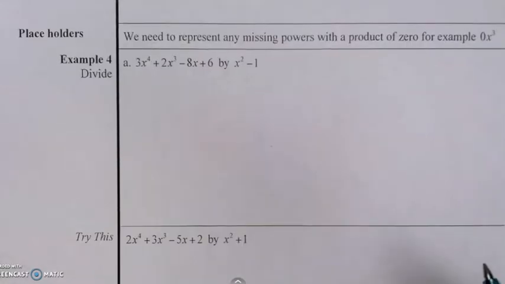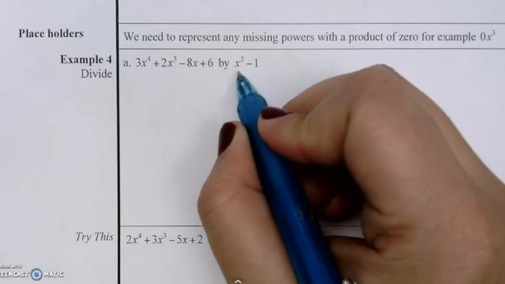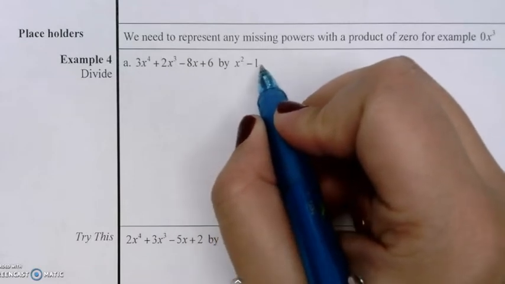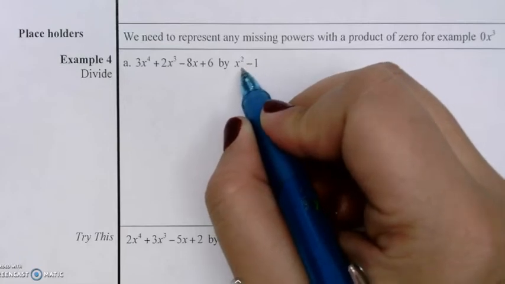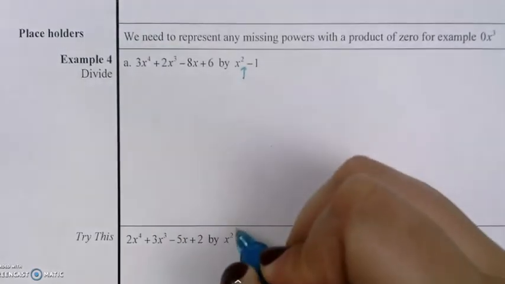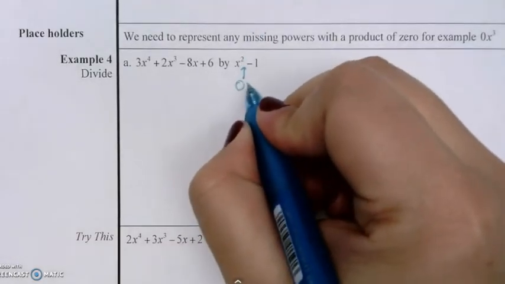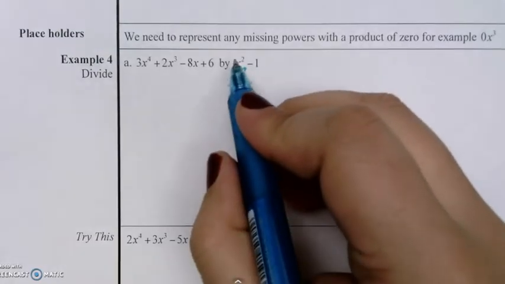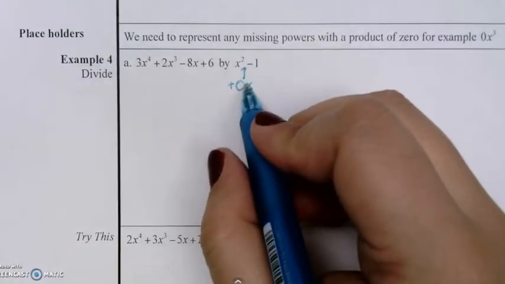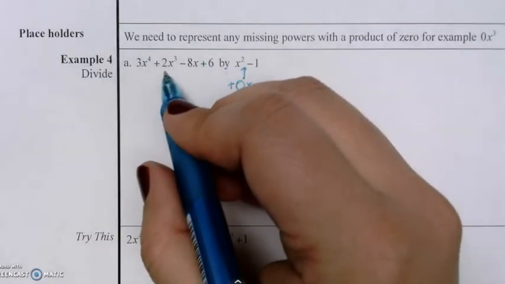In example 4, our denominator is not a monomial. However, notice we have a degree missing. This goes from a degree 2 to a degree 0. So we need to put what's called a placeholder here. And the way we put a placeholder is we do 0x. So we're not changing the value of the expression at all, but we are putting them so that they go in descending order without any missing degrees. And we have to do that both for the numerator and denominator.